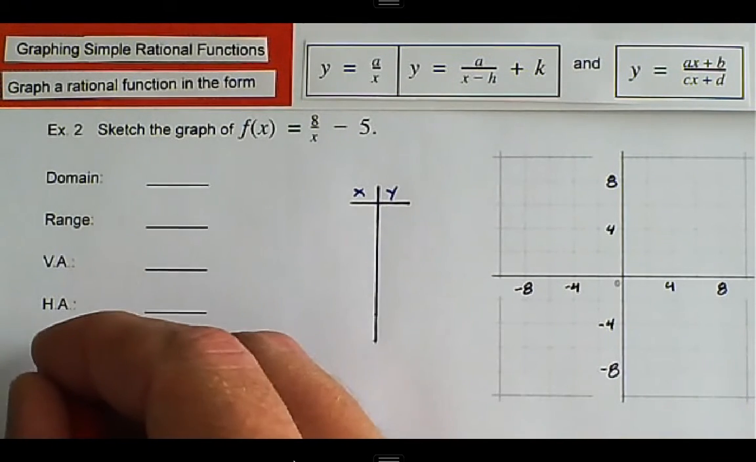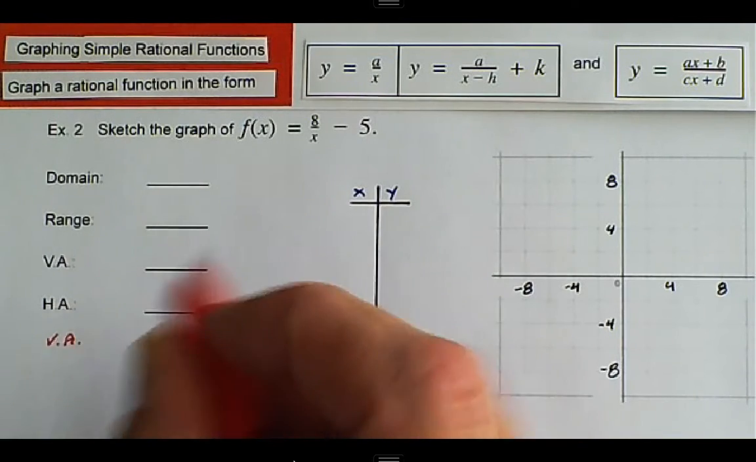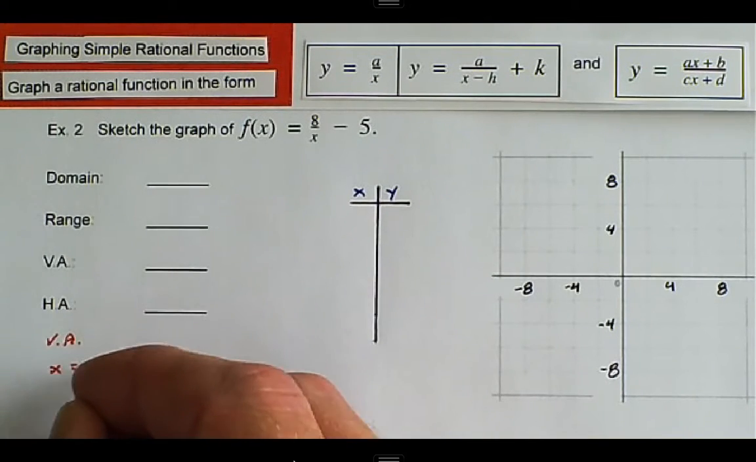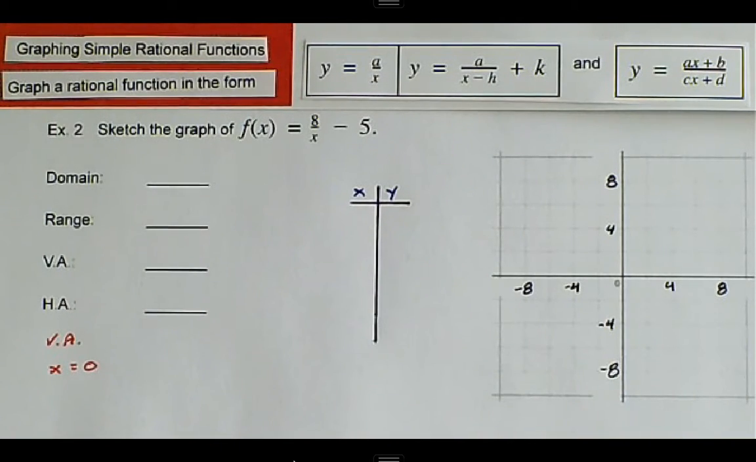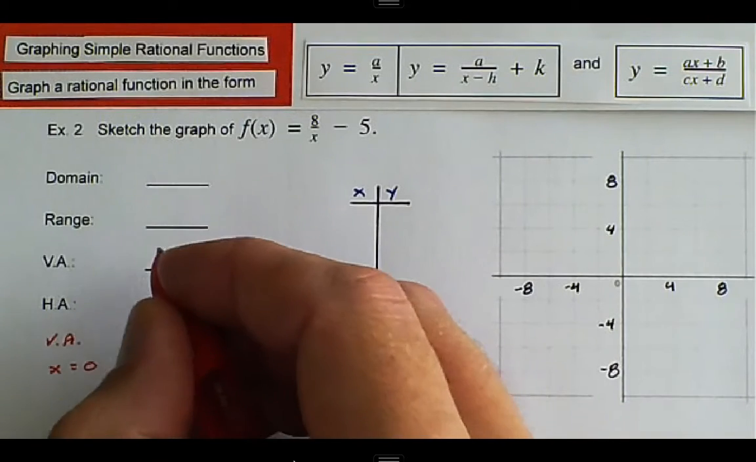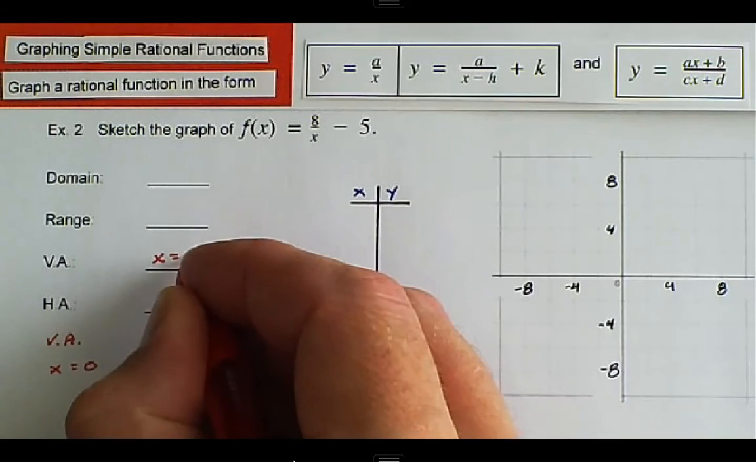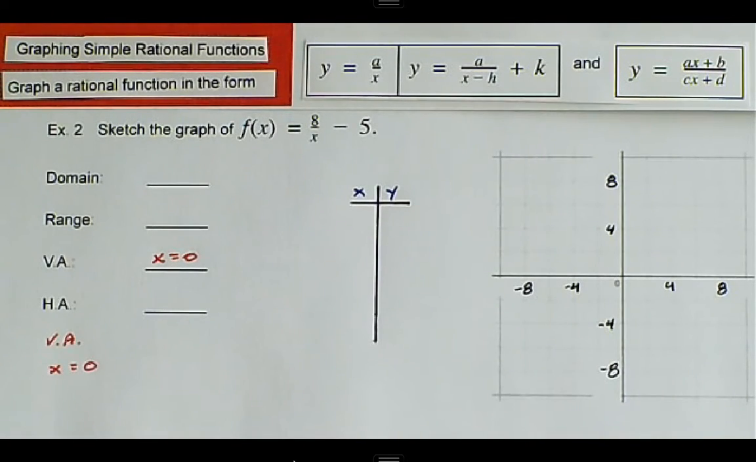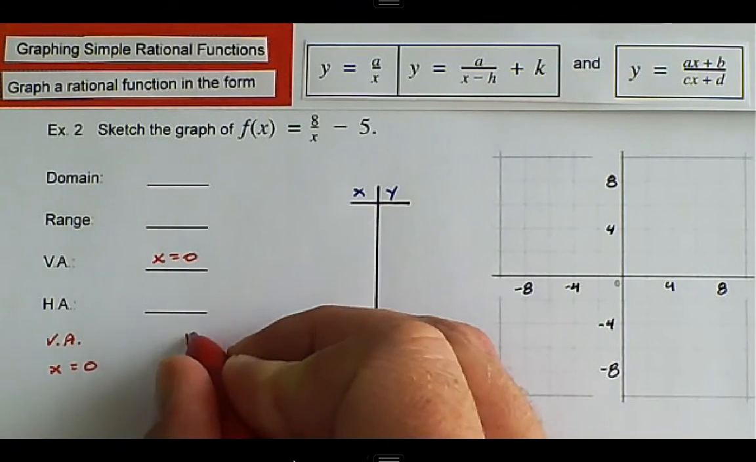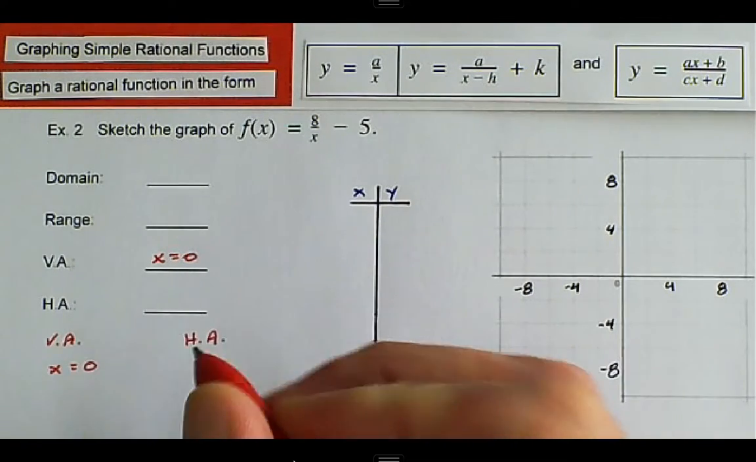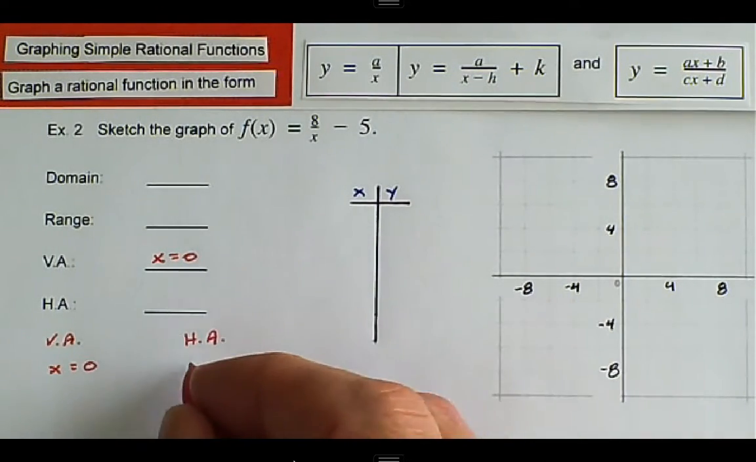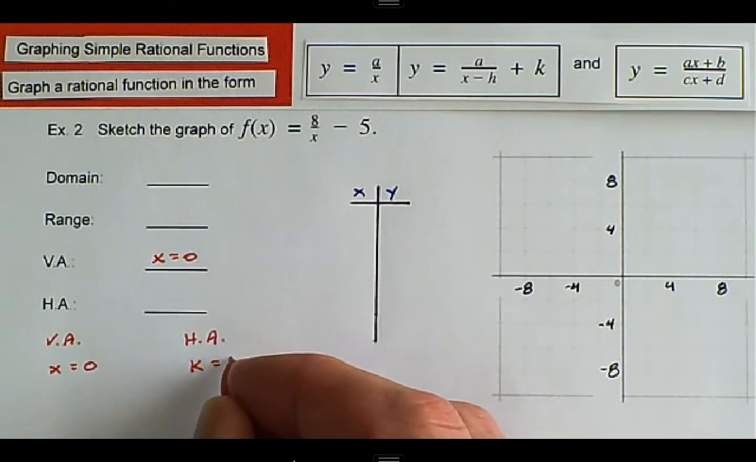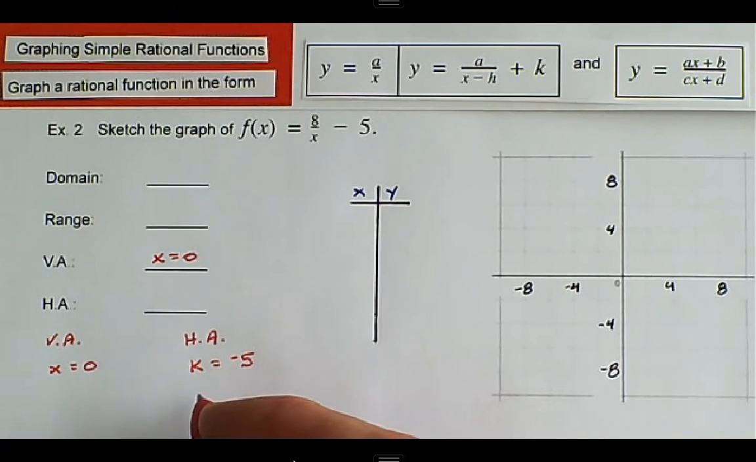So for the vertical asymptote, whatever's in the denominator, in this case it's just x equals 0, and we don't have any math to do there. So the vertical asymptote is just x equals 0. Then we can look at the horizontal asymptote. And in this case, we see that k is equal to -5. So that just tells us that the horizontal asymptote happens at y equals -5.